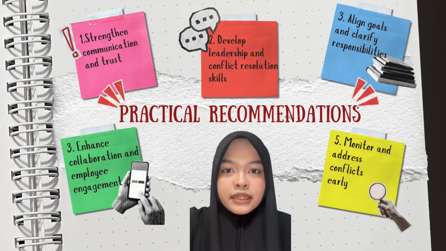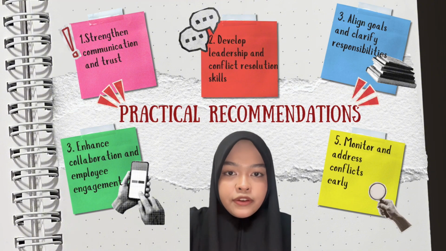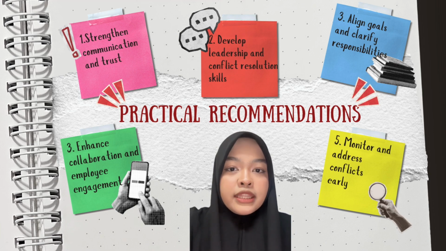Next, align goals and clarify responsibilities. Conflicts often occur when employees have unclear responsibilities or different expectations. Organizations should ensure that team goals, individual objectives, and job roles are clearly communicated. This helps employees understand their responsibilities, improve coordination, and reduce confusion within the team.